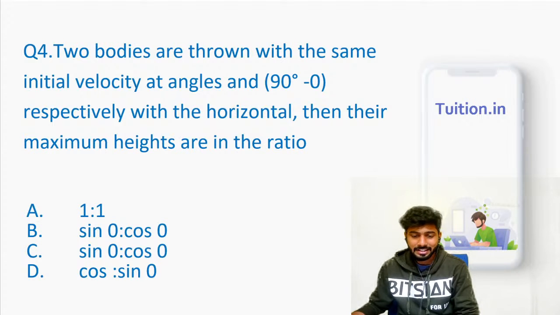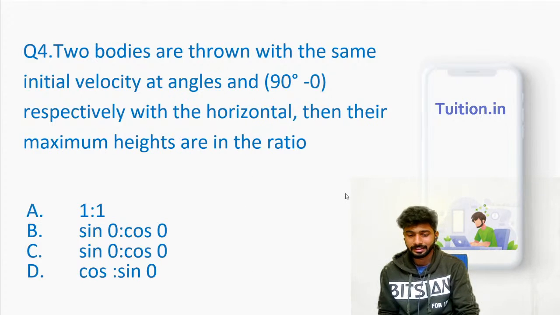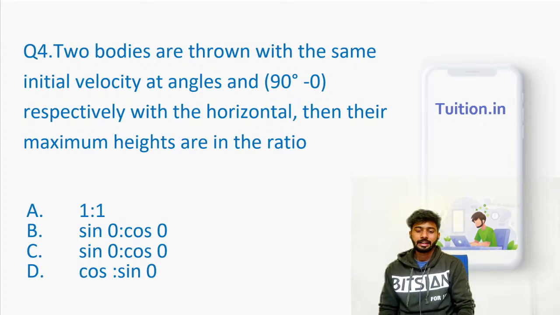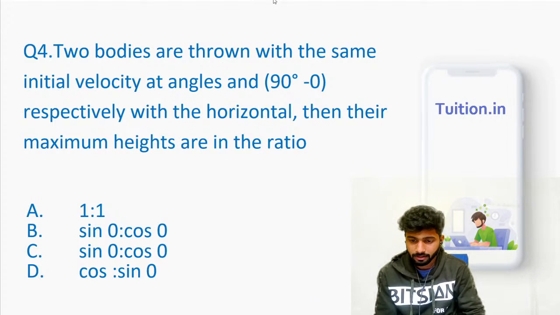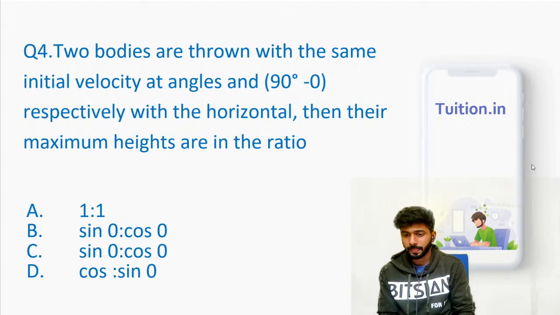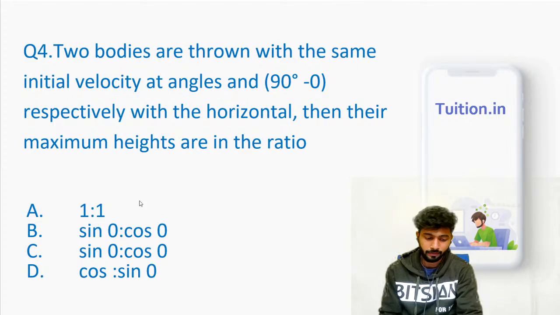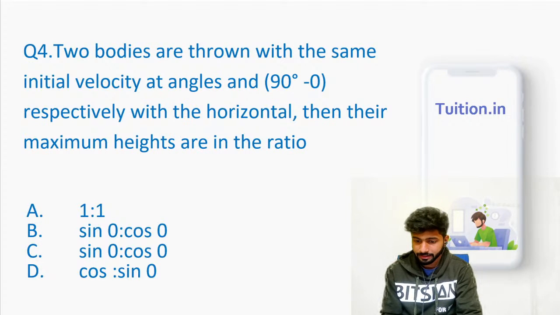Two bodies are thrown with some initial velocity at angles. Okay, it's mistyped, I guess. This is theta. It should be theta, not 0, right? With angles theta and 90 minus theta with the horizontal, then the ratio of their maximum heights are. That's the question. Let me just confirm it. Yes, the team wasn't able to put the theta symbol, and there is another theta missing in the question also. So two bodies are thrown with the same initial velocity at angles theta and 90 minus theta. That's the question, and I will quickly confirm it.